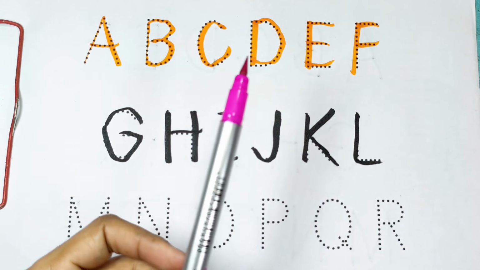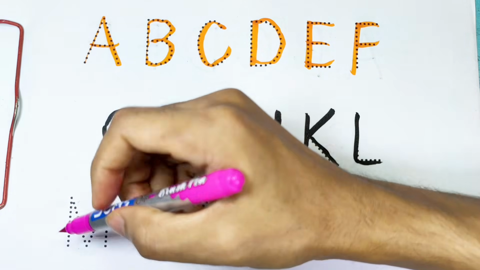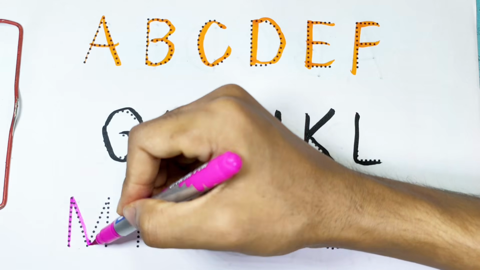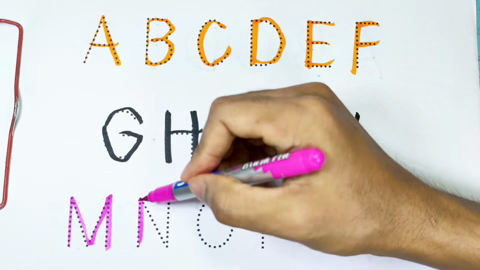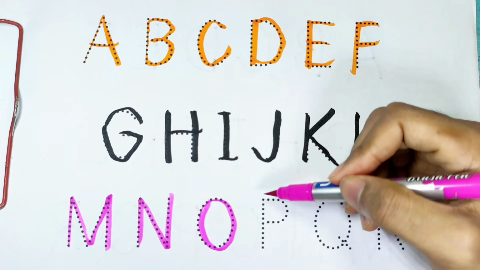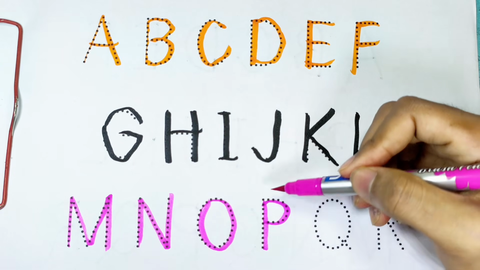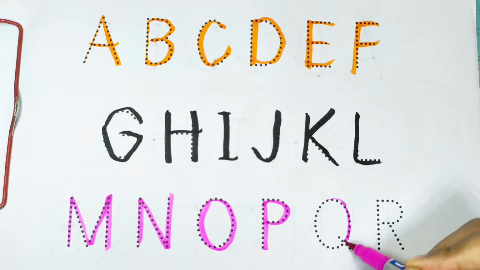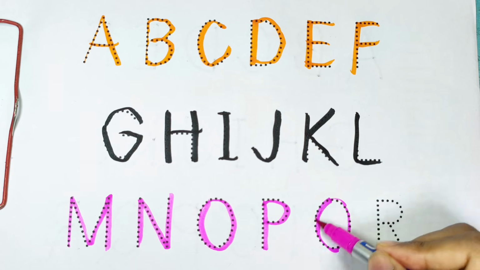Now we are using the color of dark pink color. M. M for moon. M for mango. N. The next one is O. O for orange. Now we draw the alphabet of P. P for penguin. Q. Q for queen.